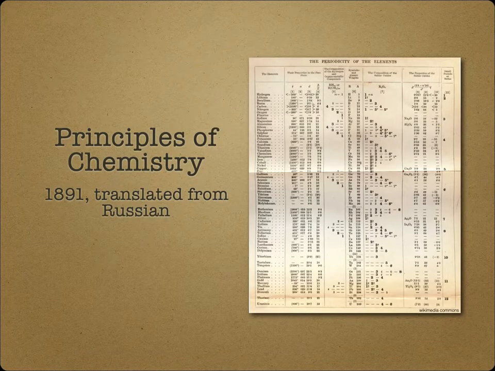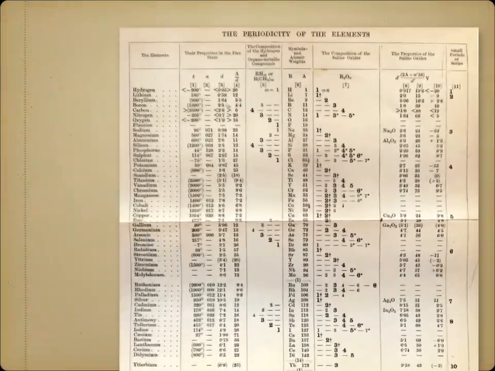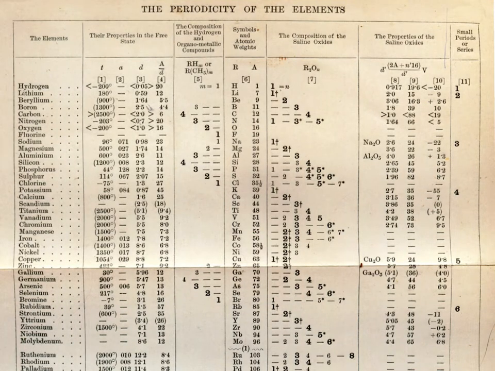Here is from a translation of Mendeleev's work called Principles of Chemistry. It was published in 1891, and this is one of his major tables of the organization of the data that he sorted out. And so there are various properties, melting points, boiling points. Some interesting things here are the compositions of elements with other elements to form compounds. And here's where you begin to see some of these patterns emerge.